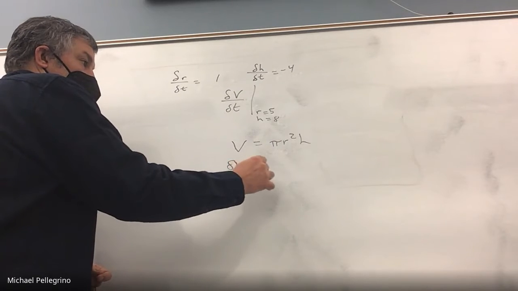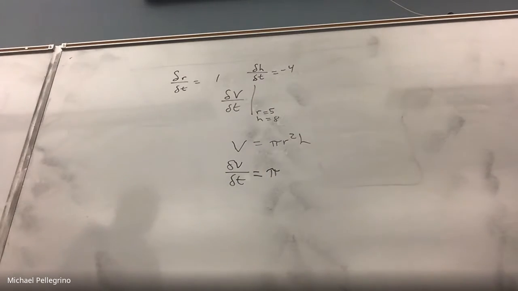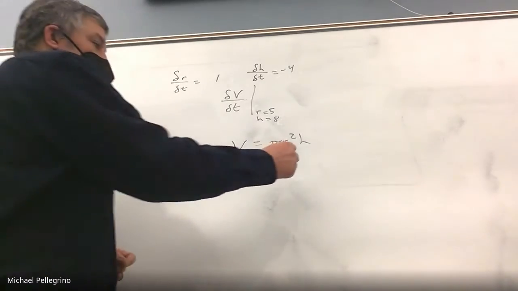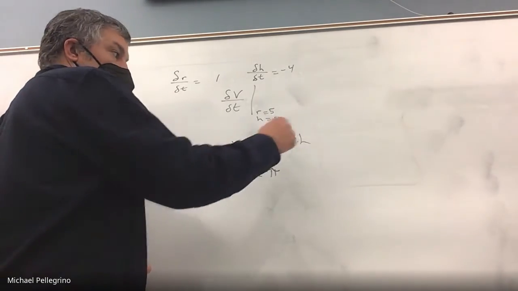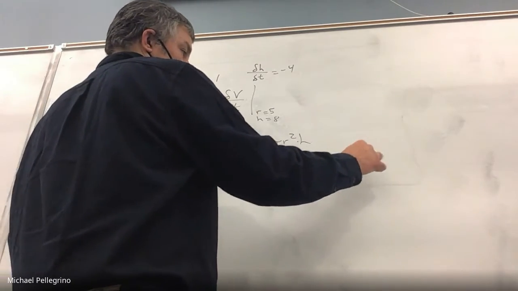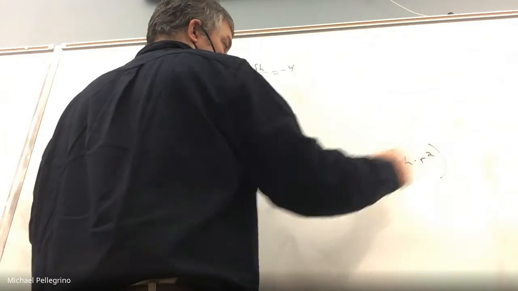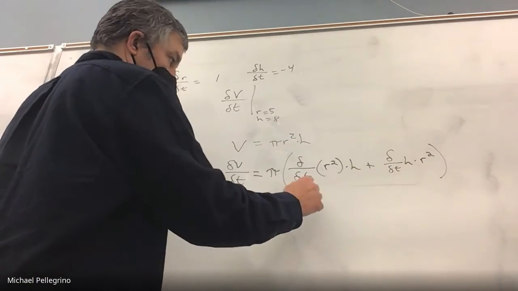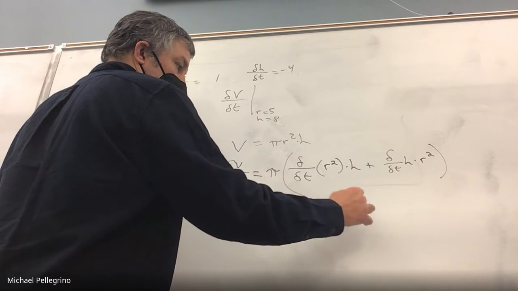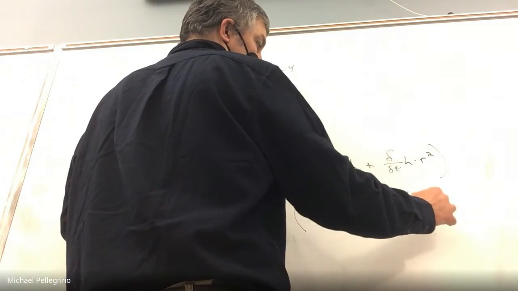dV/dt equals, well, pi is a constant, right? Constant multiple, so we can take it out. Can we write R in terms of H or H in terms of R? Or did you just differentiate using the product? Differentiate. Okay. So this is a product, right? So it's the derivative of R squared times H plus the derivative of H times R squared. This is going to be 2R dR/dt times H plus dH/dt times R squared.